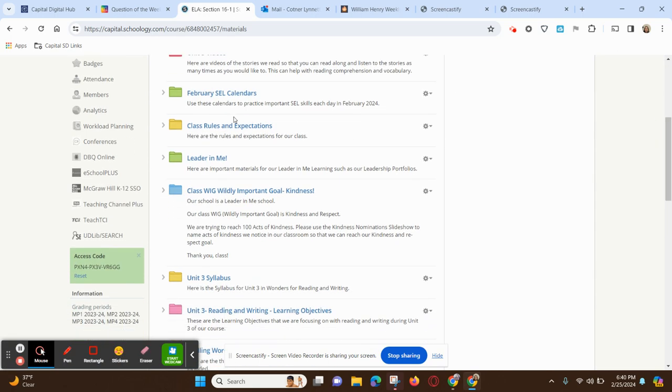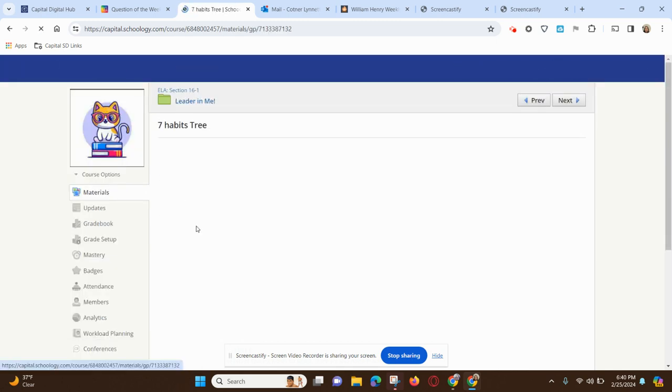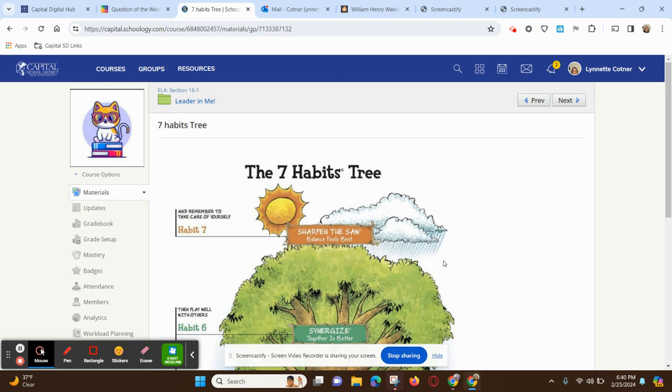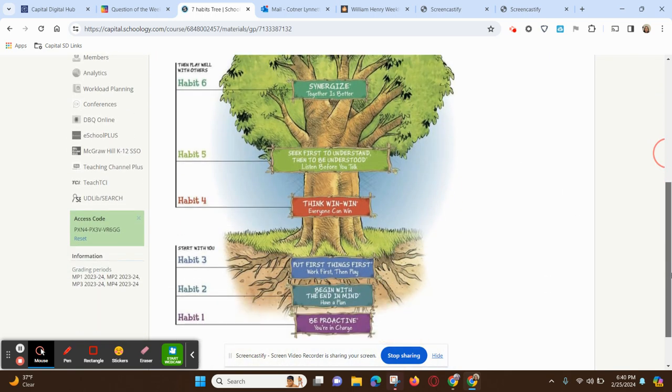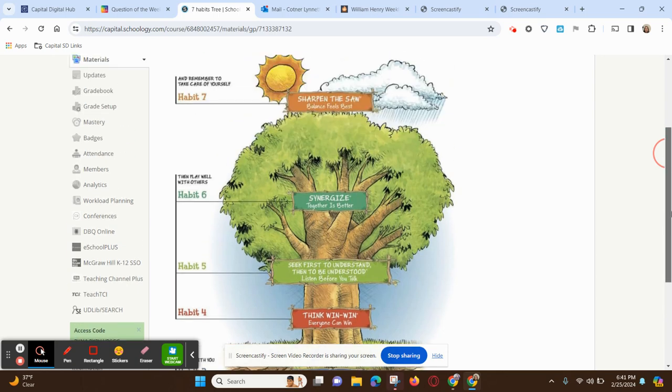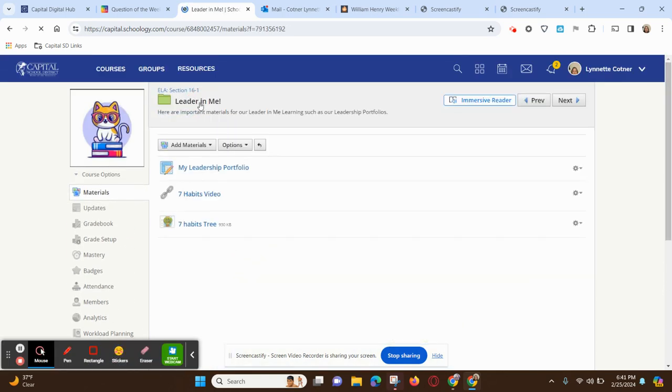And the class rules and expectations are here. The Leader in Me. We are a Leader in Me school. I have the 7 habits tree here and on my wall. Currently, we are working on habit 2, which is begin with the end in mind, have a plan, and habit 4, think win-win, everyone can win. And then they also have a leadership portfolio that they keep track of.